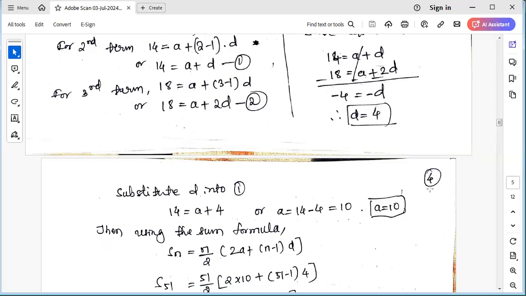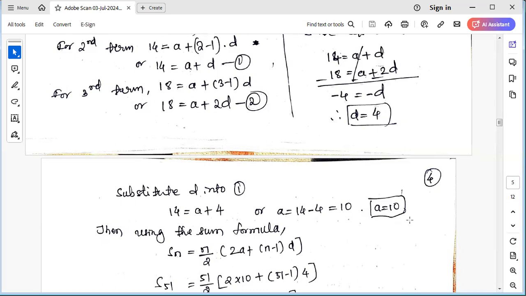Then substitute this d into equation 1. Equation 1 is 14 is equal to a plus d. d is now 4. So therefore, a is equal to 14 minus 4, so that is 10. That means a is equal to 10.